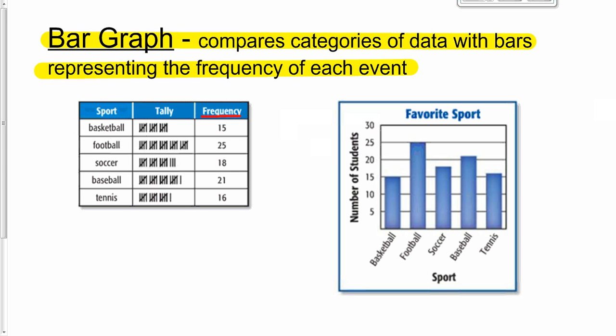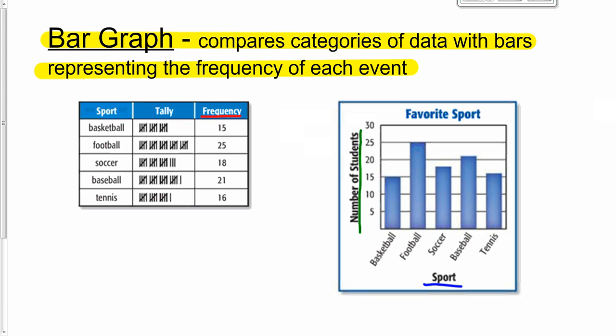And just a couple pieces to point out. The categories usually go on the horizontal axis, and then the frequency is typically shown on the vertical axis. So this happens to be the number of students.